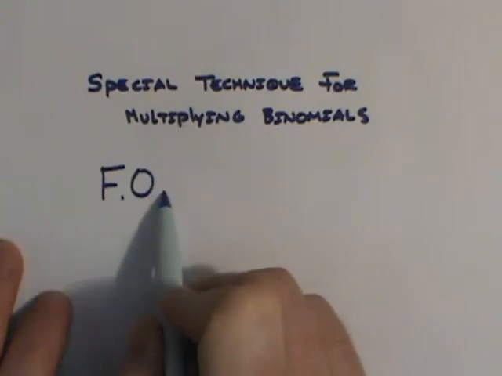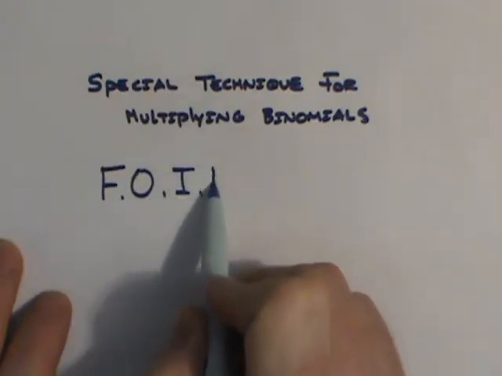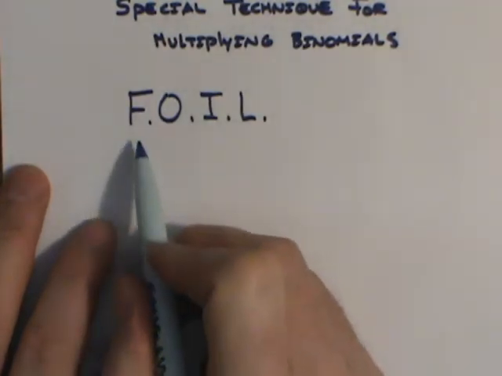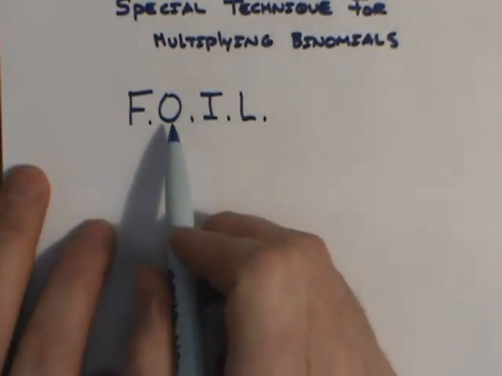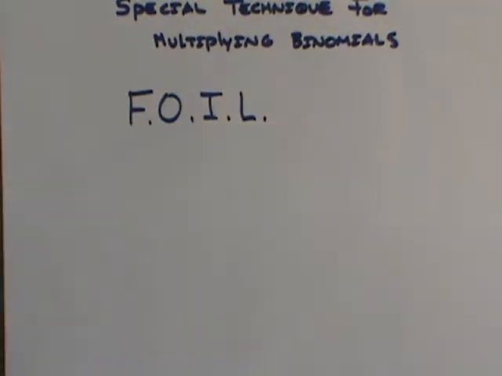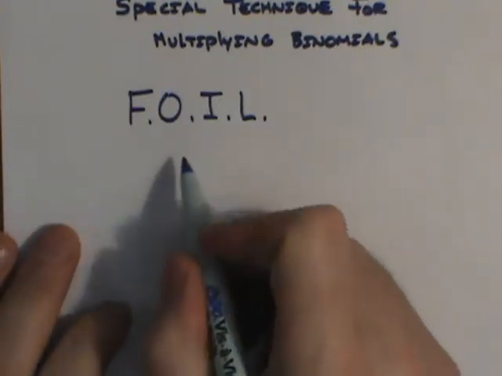FOIL is an acronym that stands for multiplying first with first, outer with outer, inner with inner, and last with last when it comes to the parentheses for binomials. An example of what I'm talking about.